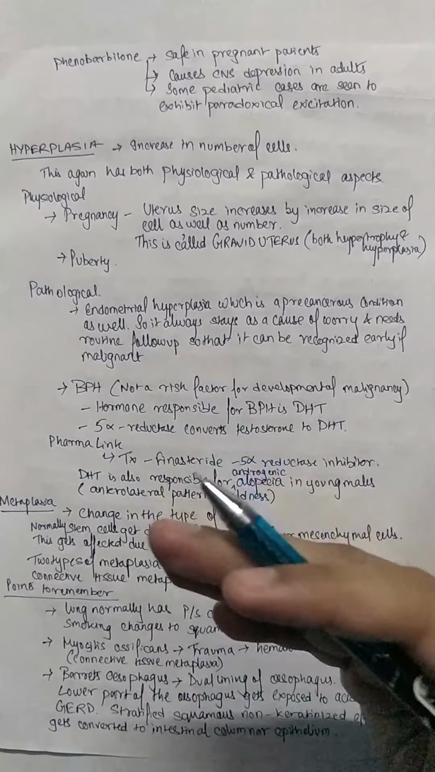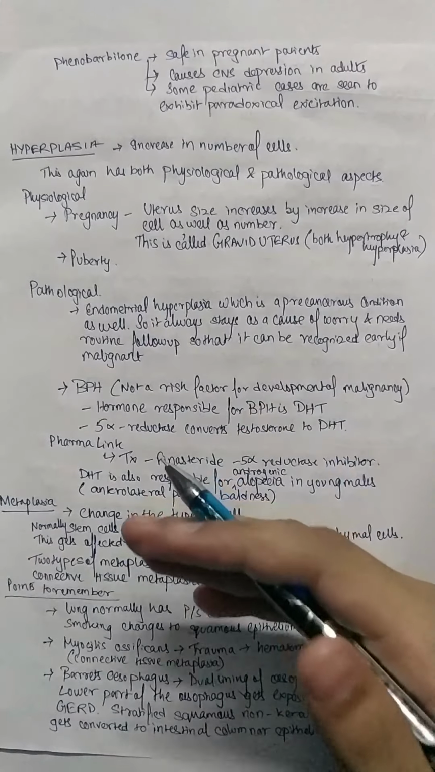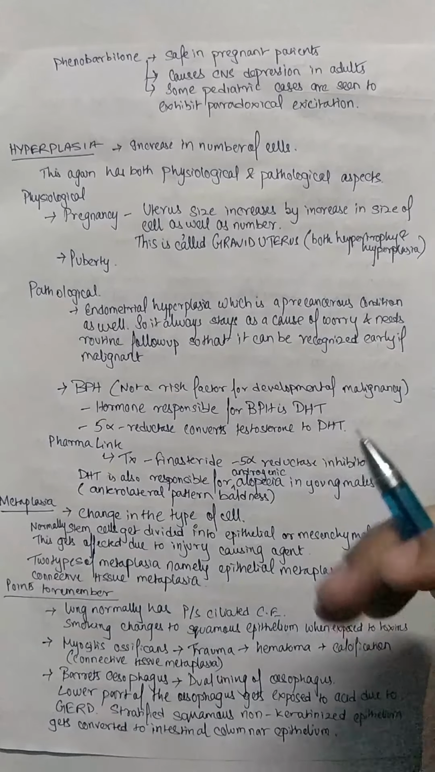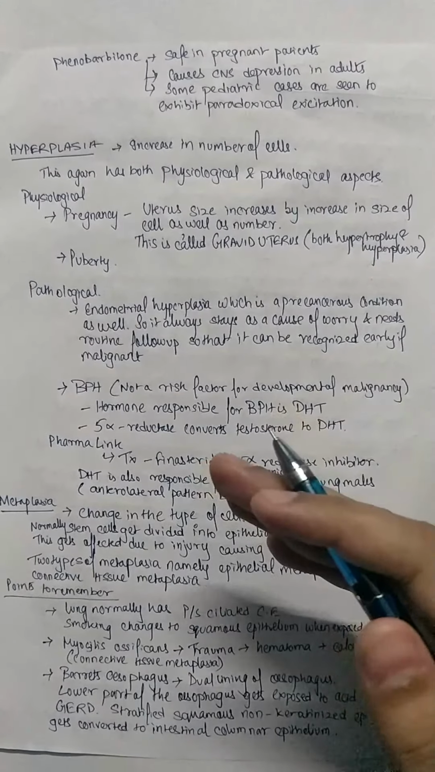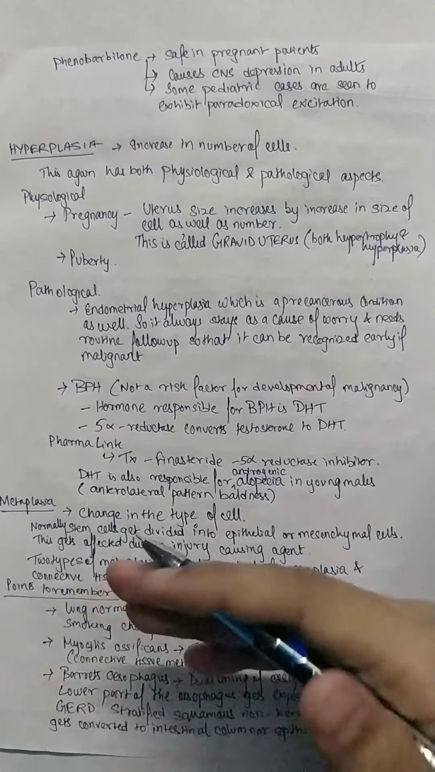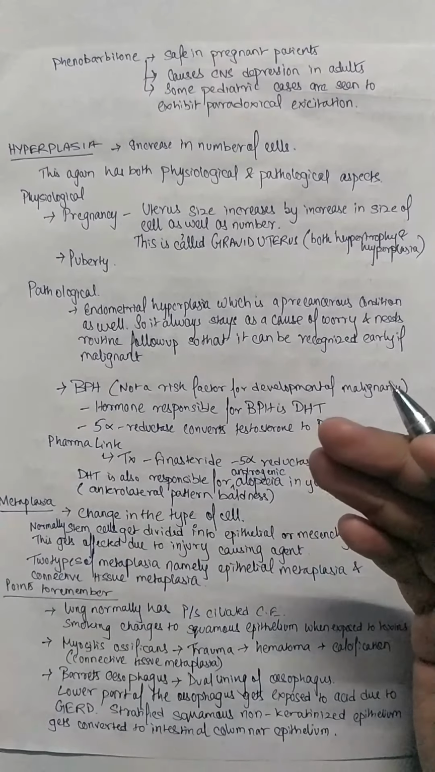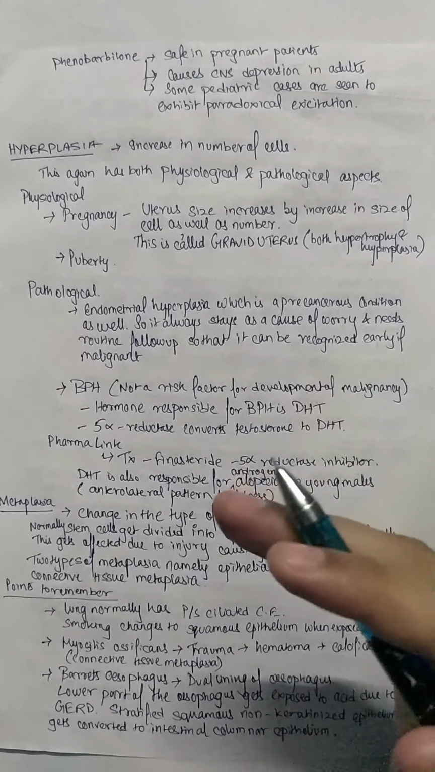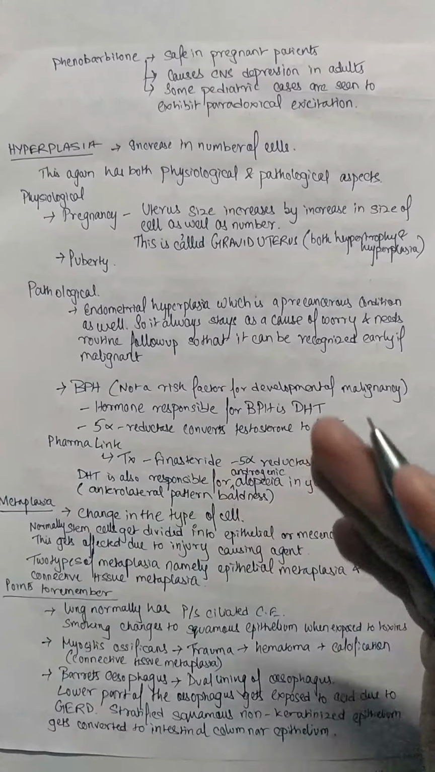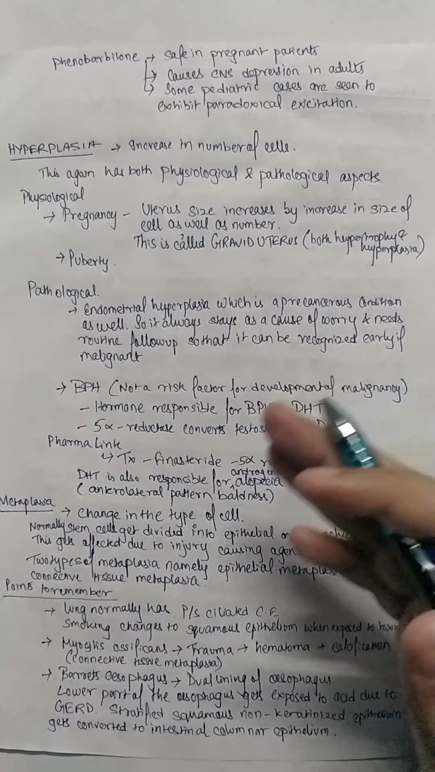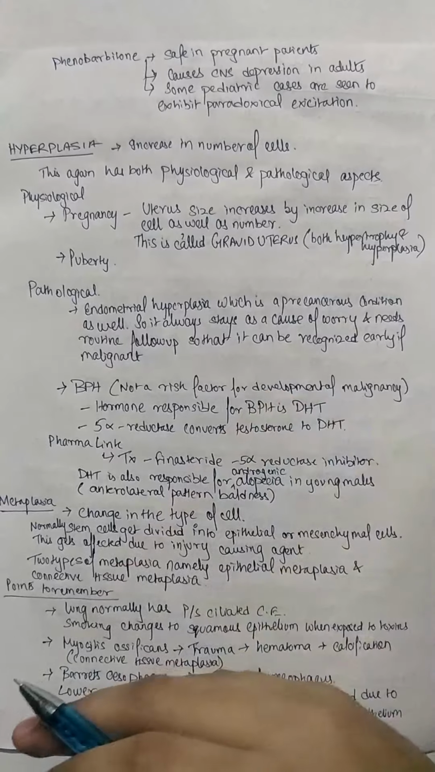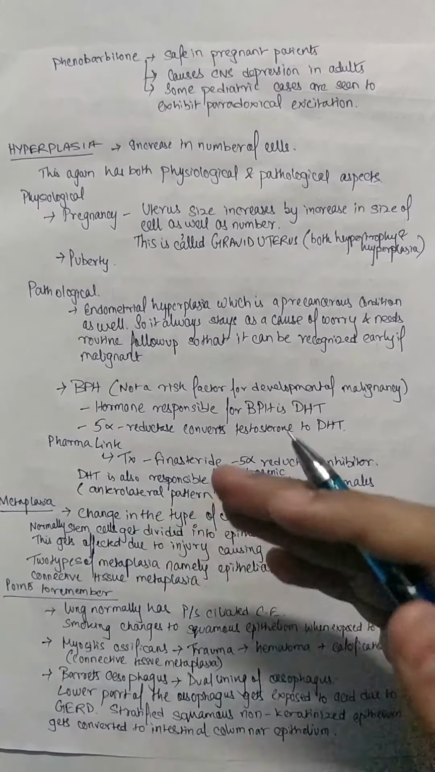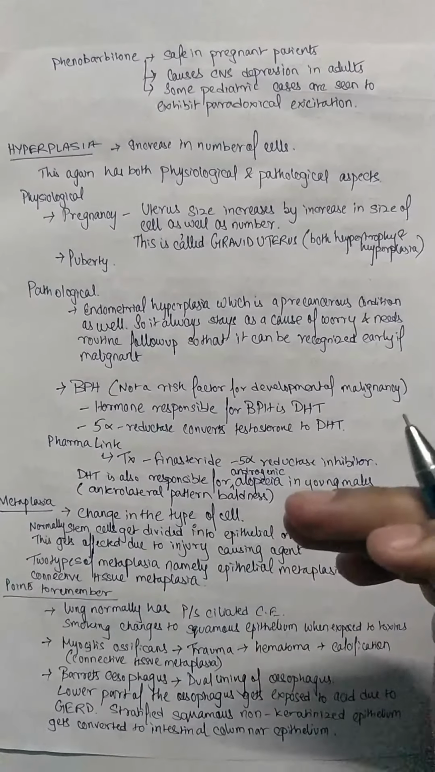Now the common pathological example can be endometrial hyperplasia. Now endometrial hyperplasia is a precancerous condition as well, which you need to remember. So if a patient comes to you with endometrial hyperplasia, it is always a cause of worry because it can be a precancerous condition. So the patient might require routine follow-up so that it can be recognized early if malignancy occurs.